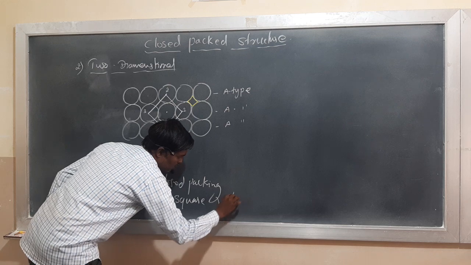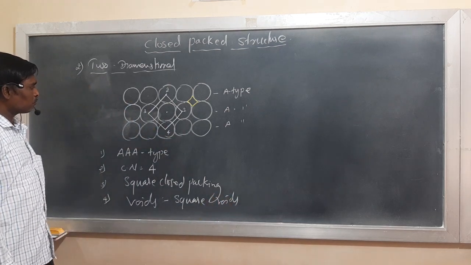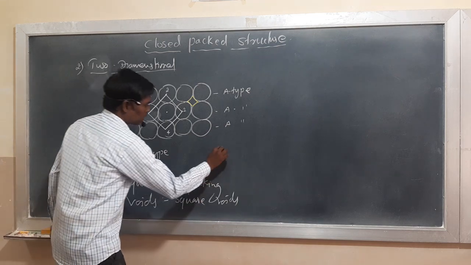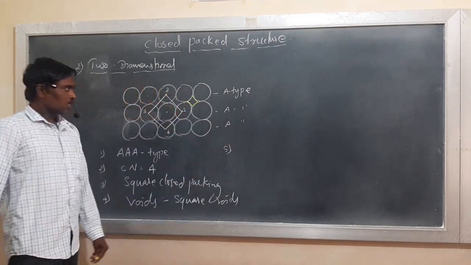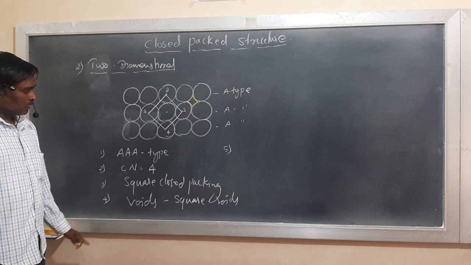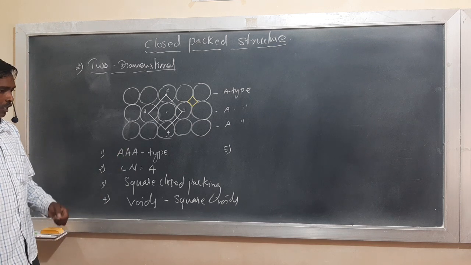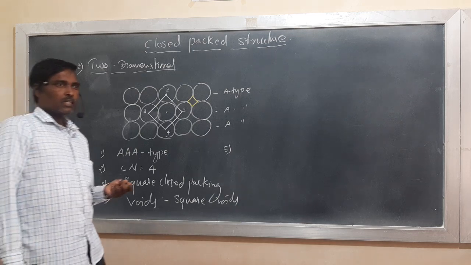Square voids are present. Okay. That's another point we make for this two-dimensional arrangement. And the next one is the fifth point. I'm here defining the relationship between the number of particles and the voids. See, how many particles will create how many voids?